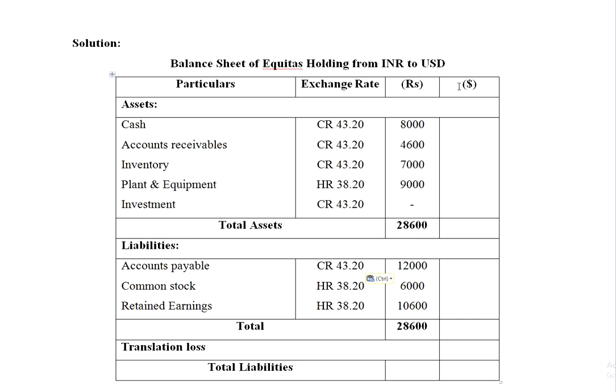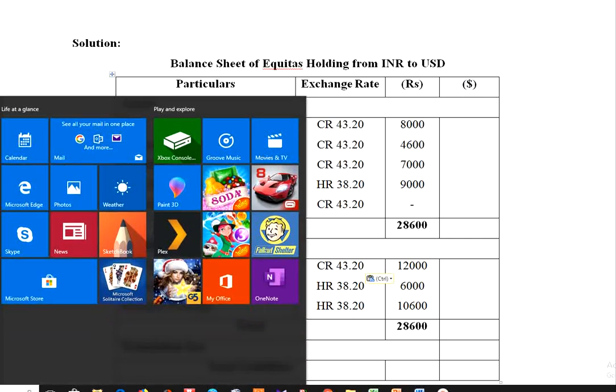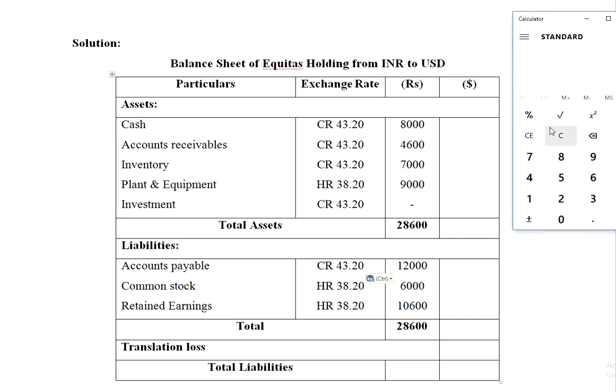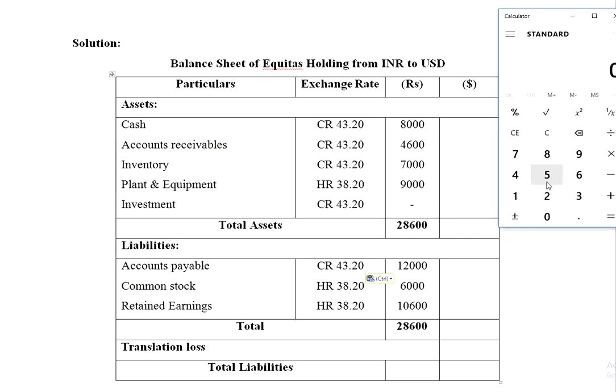In order to convert these rupees into dollars, which is the biggest currency over here? Is it rupees or dollars? I have already told you one single method. Whenever the currency is being converted from the smallest currency to the biggest currency, what you have to do is multiply this, right? See, let us check. 8,000 into 43.20.